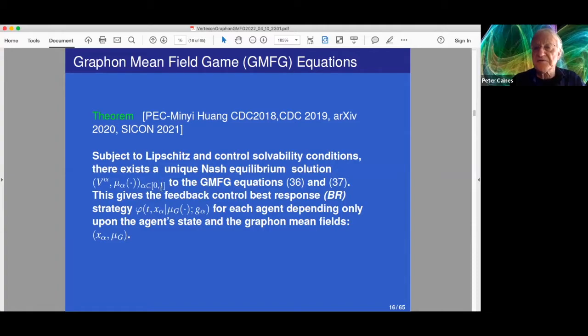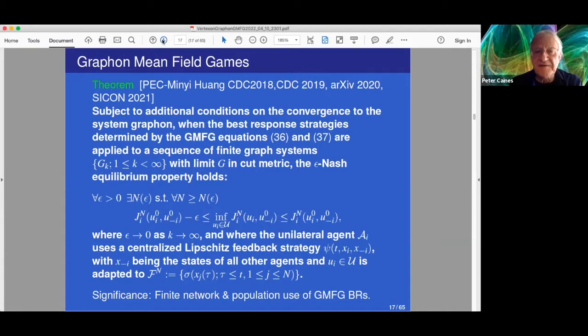The question is, how does it all connect with the finite problem that we motivated this with? And the answer is, just as with the classical or standard mean field game problem, that we have an epsilon Nash result. And again, this appeared in this SIAM control optimization paper with Migny last year, subject to additional conditions on the convergence of the system graphon. So that's the only additional condition, but how the actual finite graphs converge on the limiting object.